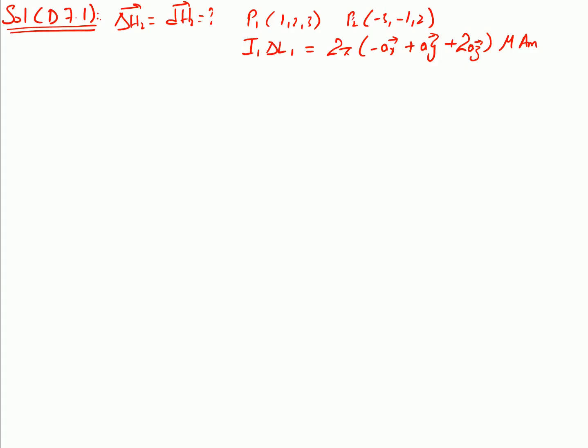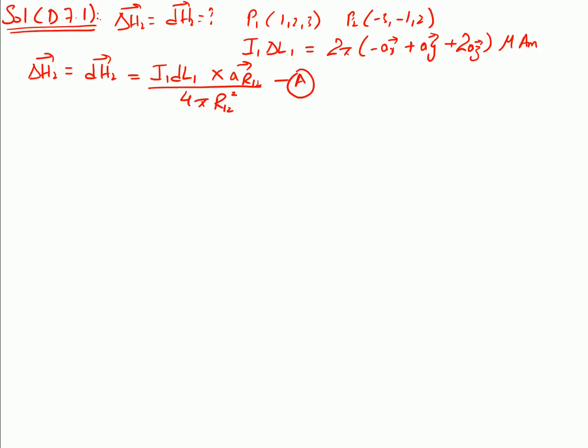We know by Biot-Savart law that delta H2, which can also be written as dH2, is equal to I1 dL1 cross product of A R12, which is the unit vector, divided by 4 pi R12 squared. So this is the equation that we want to use. Let us call this equation A.